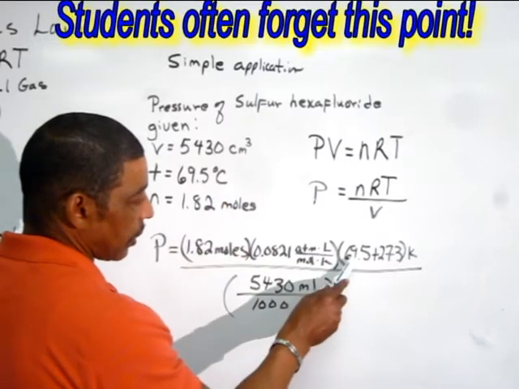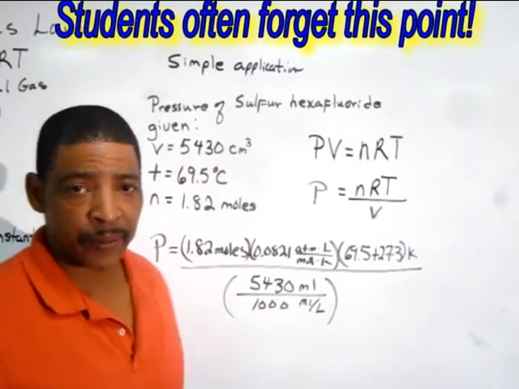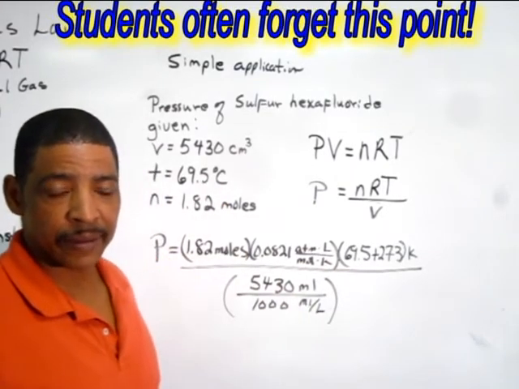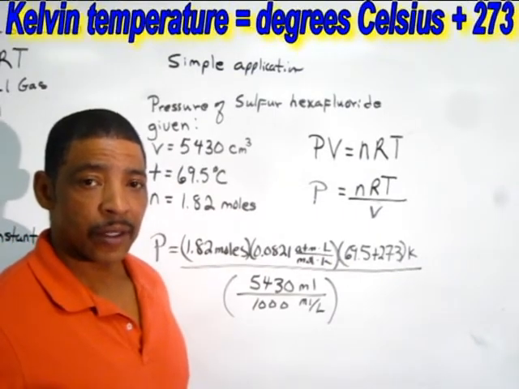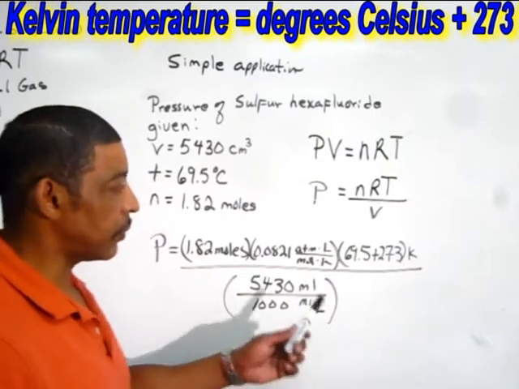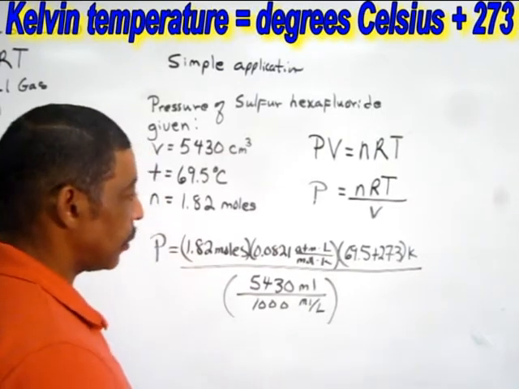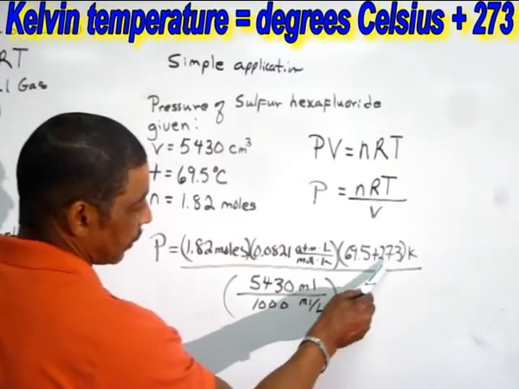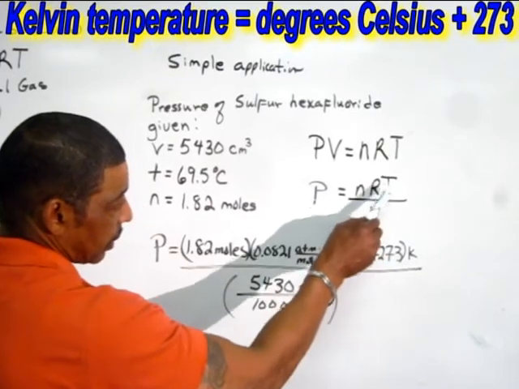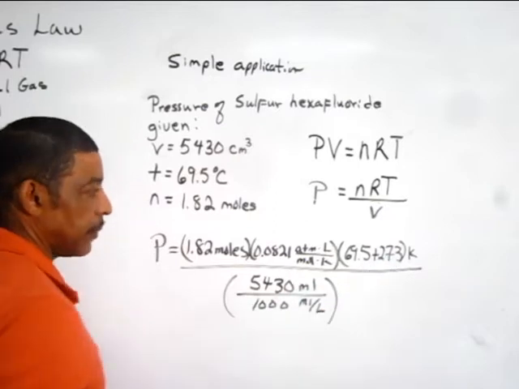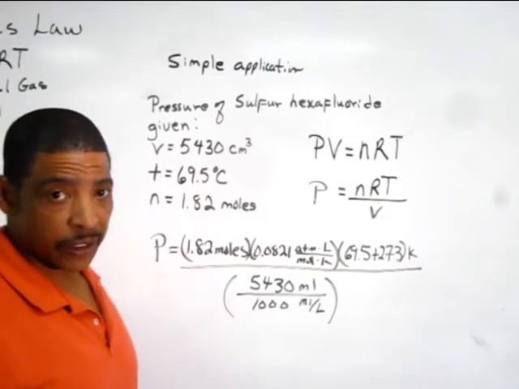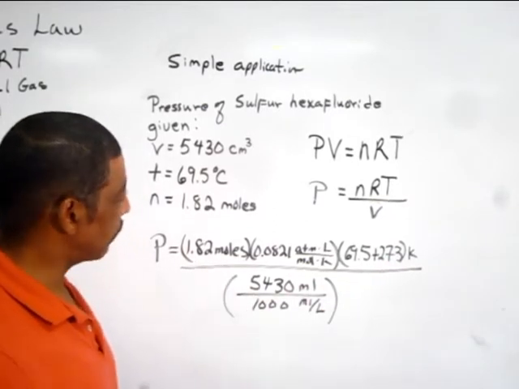69.5 degrees C. However, remember, when performing any gas law calculation, never use Celsius. When performing gas law calculations, always convert the Celsius temperature to Kelvin. To do so, simply add 273. So in this case, the T will be 69.5 plus 273, which will generate our Kelvin temperature. And of course, divide by the volume.